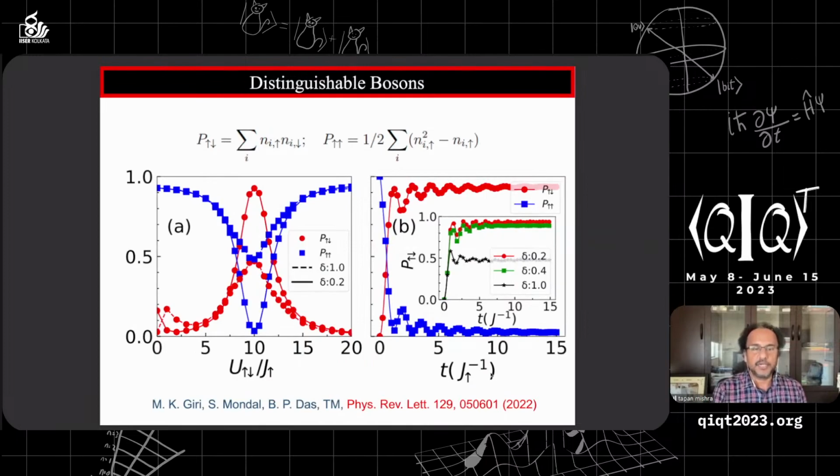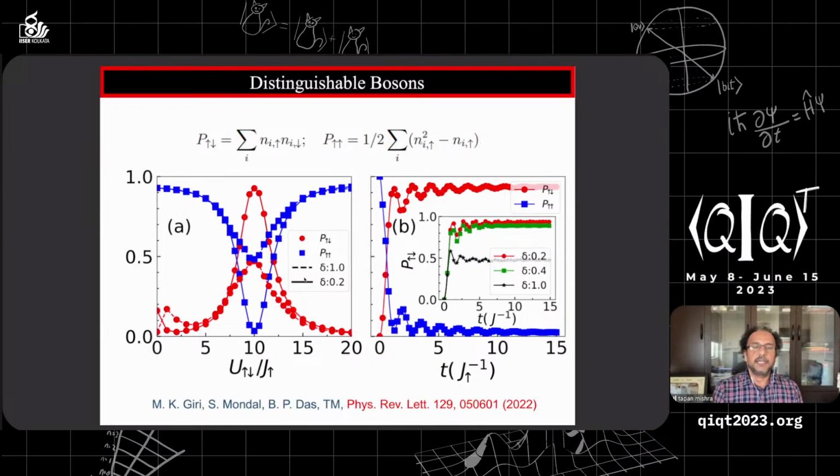Now, to quantify this pair formation, one can compute the probability of pair formation, P up down, which is defined by this, and P up up. So now we want to see which pair is formed and which pair is broken. We have considered two different cases. One is delta equal to 1. That means there is no hopping imbalance. The two bosons have the same hopping. And you can see here the dashed lines: there is a red dashed line and a blue dashed line, and the red one is for up down and blue is for up up.